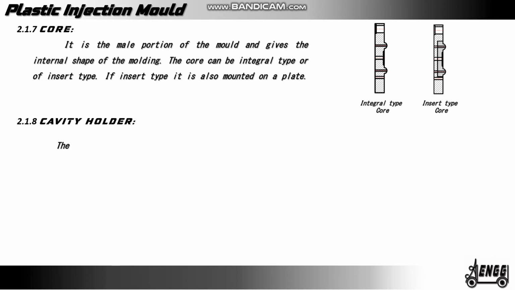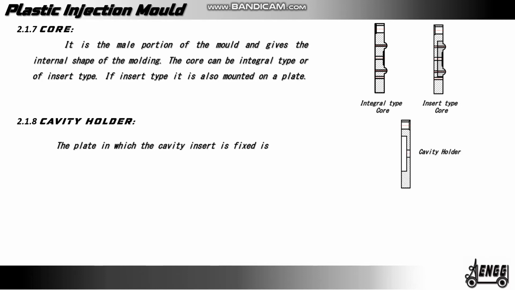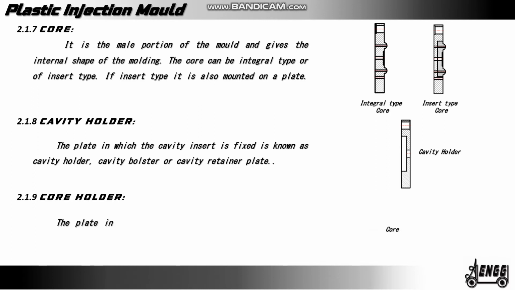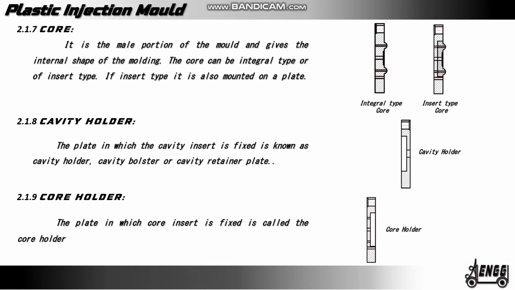Cavity holder. The plate in which the cavity insert is fixed is known as the cavity holder, cavity bolster or cavity retainer plate. Core holder. The plate in which the core insert is fixed is called the core holder, core bolster or core retainer plate.